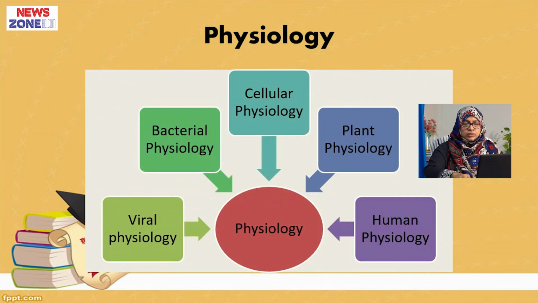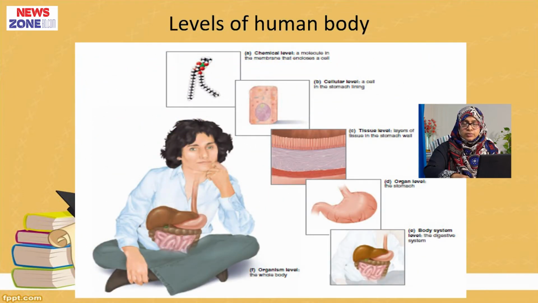Now, what are the branches? Physiology is a vast subject. It includes different types of branches like viral physiology, bacterial physiology, cellular physiology, plant physiology and human physiology. In physiology, we are going to discuss human physiology.